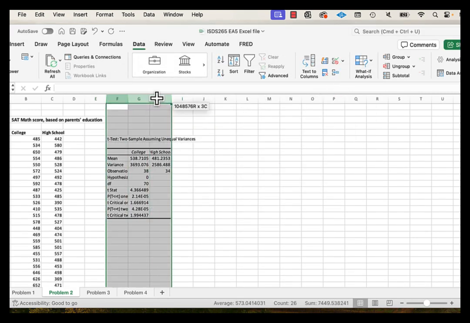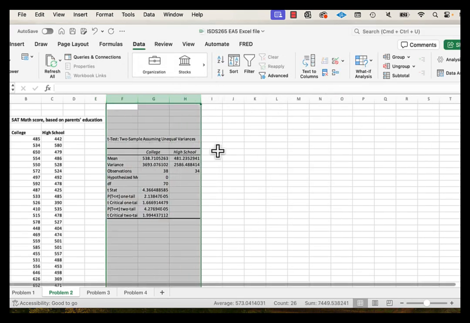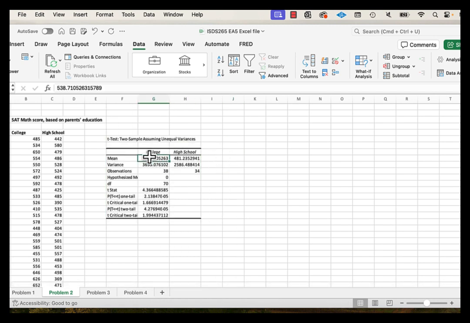And this is what we get. So here we have students whose parents had a college education had a sample mean SAT math score of 538, almost 539, whereas those with parents with a high school education had an SAT math score of 481. So that is consistent with the alternative hypothesis. Is it significantly different? We go down and look at this. This is a one-tailed test.